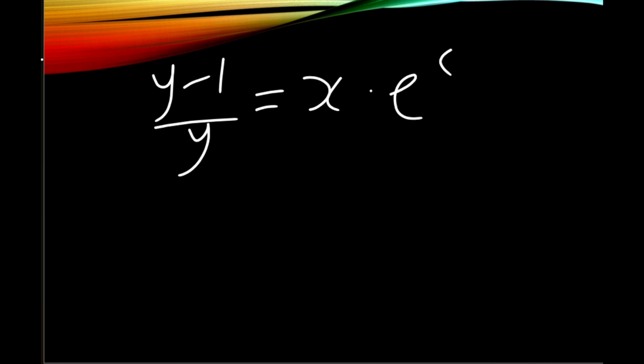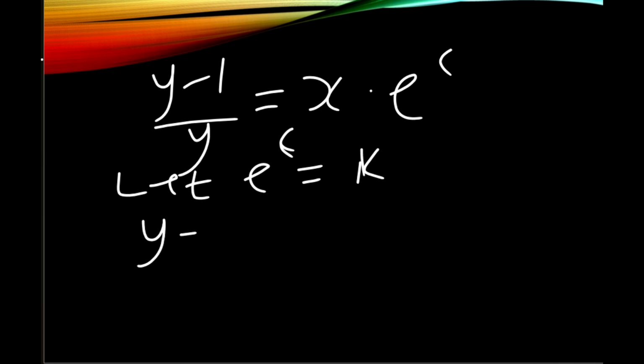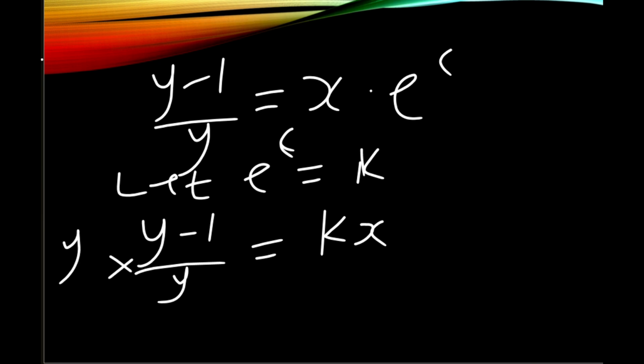Now let's say e to the power c is equal to k, to make it look simpler. Now y minus 1 over y is equal to, k is taking the place of e to the power c, so it becomes kx. I will multiply through by y to clear the denominator, so the y's cancel out. Now we have y minus 1 is equal to kxy.